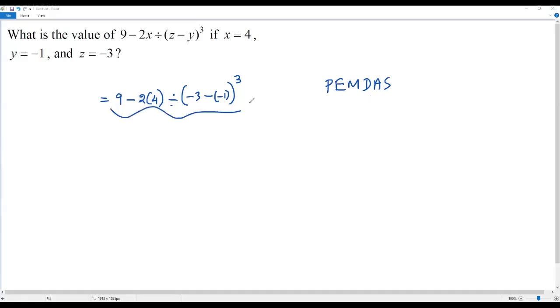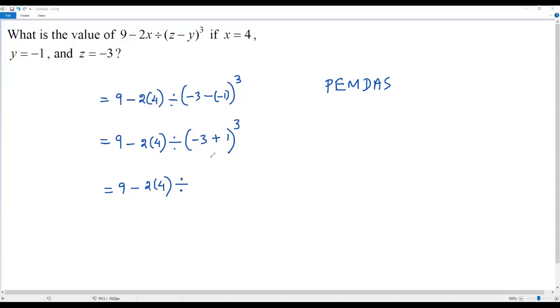In our numerical expression, we have parentheses over here. So first we have to do the stuff inside the parenthesis. Let's do it. 9 negative 2 times 4 divided by negative 3. Inside the parenthesis we have negative 3, negative of negative 1. When I multiply this negative and negative, it will become positive. Negative 3, positive 1 whole cube. Still we have parenthesis in our numerical expression. So 9 negative 2 times 4 divided by, and when I do the stuff inside the parenthesis, negative 3 positive 1 can be simplified to negative 2 whole cube. So now inside the parenthesis we just have negative 2. Anyways, the parenthesis is almost over.